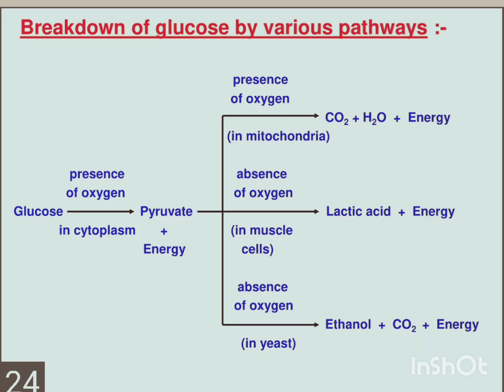Next we have breakdown of glucose by various paths. Already we have learned that, but it's only in the flow chart. See, glucose in the cytoplasm will convert into pyruvate plus energy. In the presence of oxygen, in mitochondria, it will convert to CO2 plus H2O plus energy. In the absence of oxygen, in the muscles, it gives lactic acid and energy. In the absence of oxygen in yeast, it gives ethanol, carbon dioxide and energy.